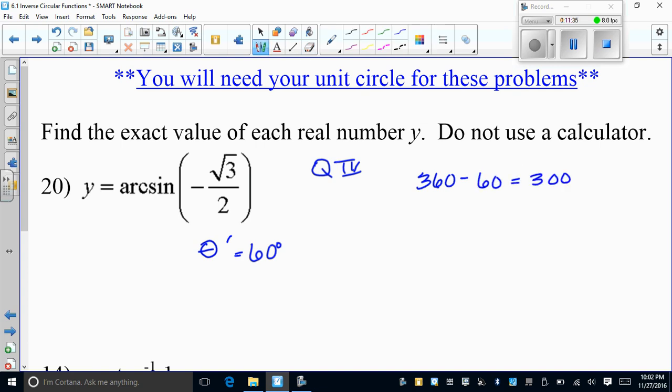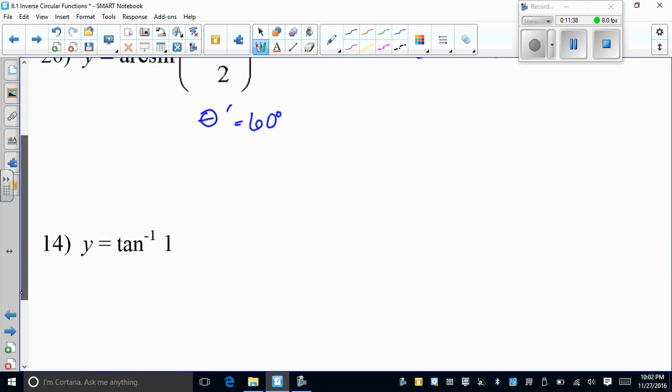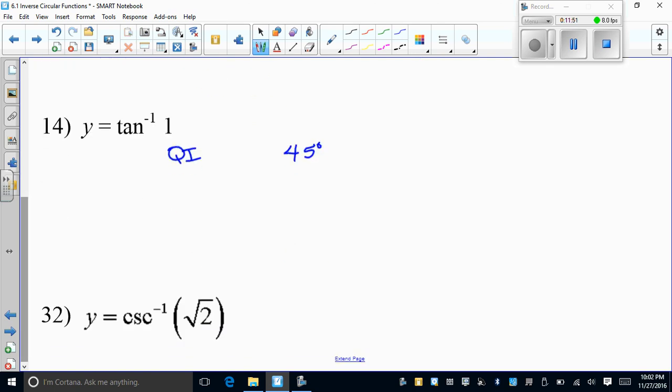Okay, arctangent at 1. So we're looking for the angle in quadrant 1, which is going to be 45 degrees. And the last one, arc cosecant of radical 2. So we can also change this to arc sine of radical 2 over 2. We're in quadrant 1, and this would be a 45-degree angle. Remember, you're looking at the chart because they're not giving us intervals, so we have to go off the chart. If they give us the intervals, we go by that.